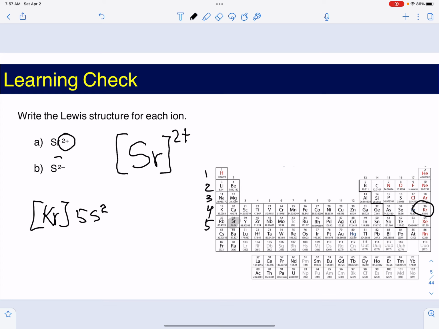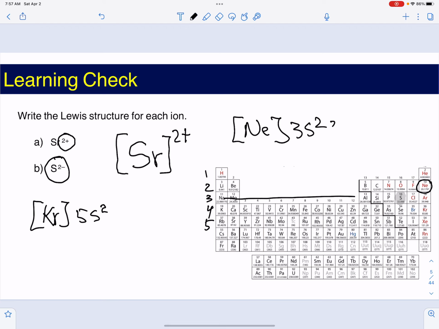So what about sulfur? Sulfur is going to be right there, which means the closest noble gas going backward is neon. So neon, 3s2, 3p4. So that means that sulfur is going to have 6 valence electrons because this is the valence shell, right? So 1, 2, 3, 4, 5, and 6.